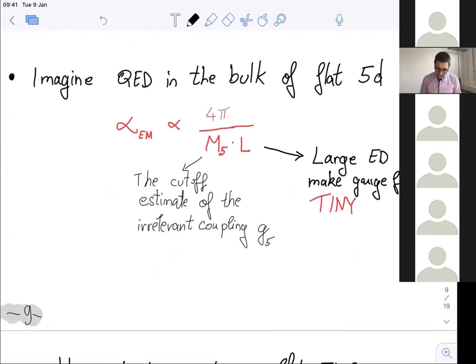For example, if you have a QED in the bulk of a flat 5D, then the structure constant would be 4 pi over M5 times L. M5 would be the cutoff of the theory, and L would be the size of the extra dimension. So if you have a large extra dimension, you would have a tiny gauge force.